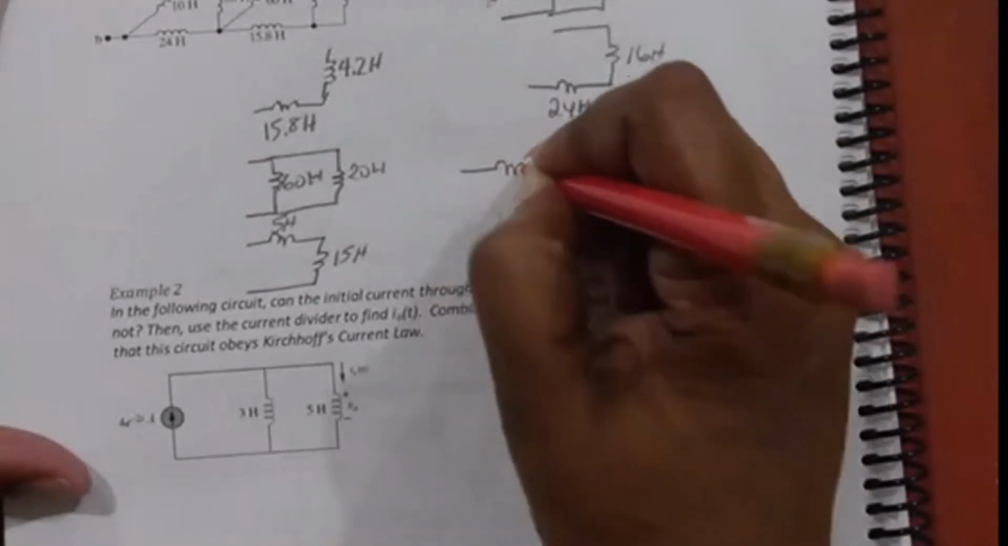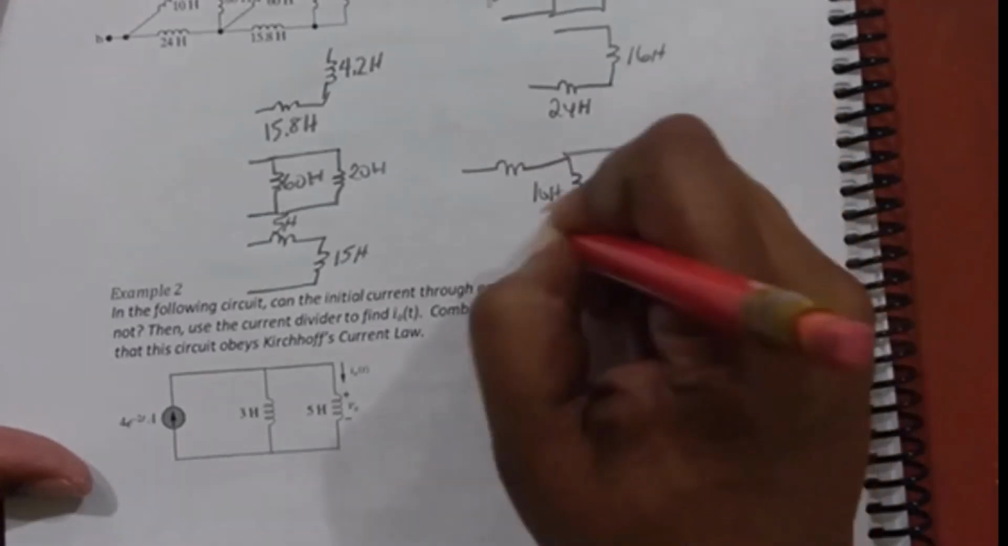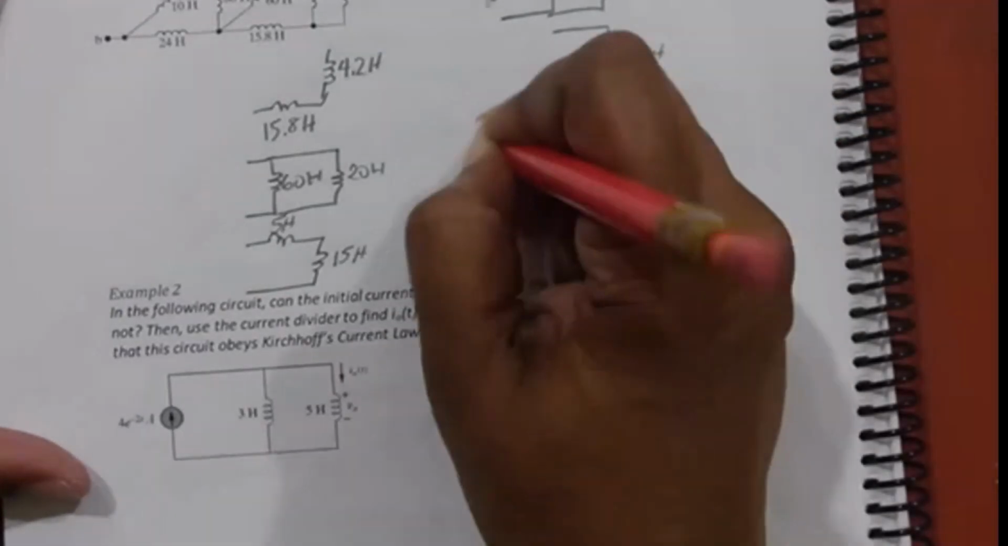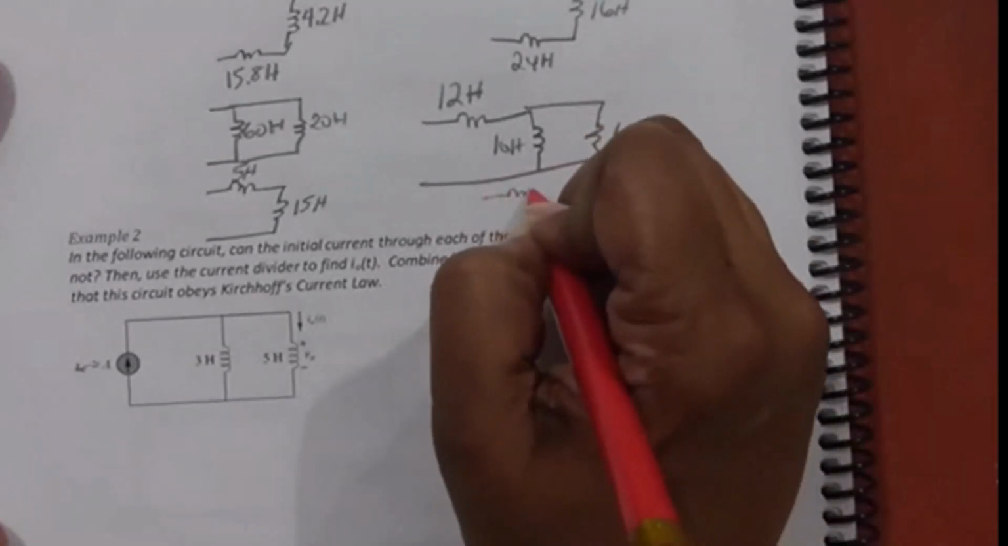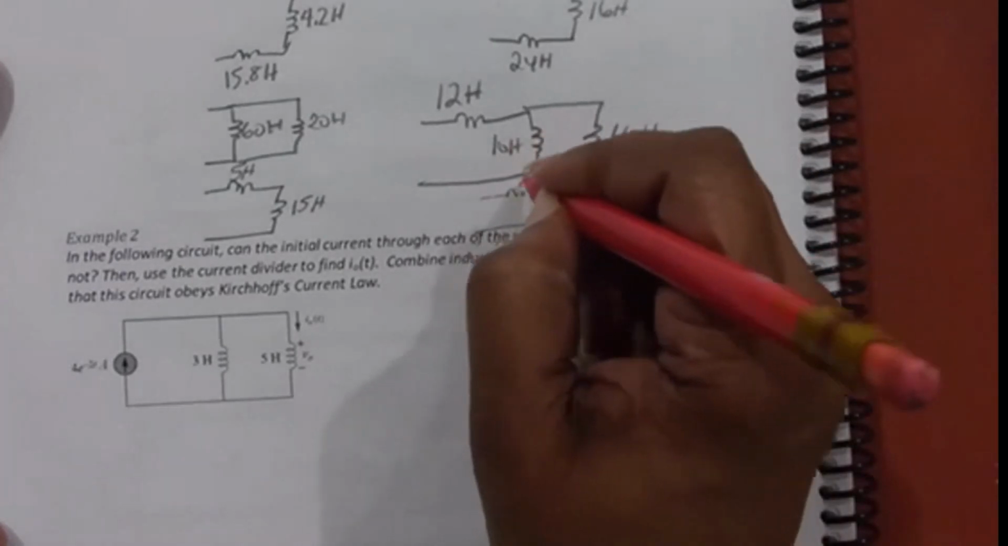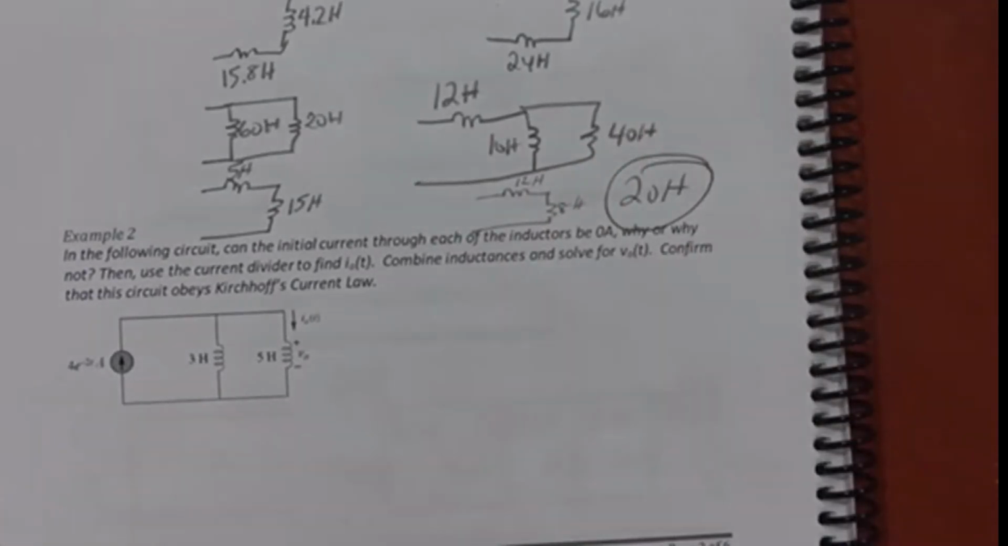All right, I'm going to let you finish. I think you can do it from there. We have 12 Henry in series with 10 Henry in parallel with 40 Henry. What is the net inductance seen at terminals A and B? 20 Henry. Very good. You're going to have 12 and 8. So Annika says that it is 20 Henry. How many people agree with Annika? Very good. Okay.